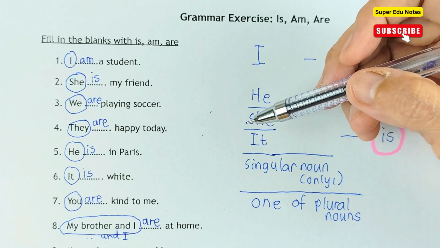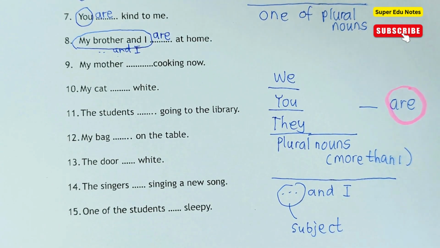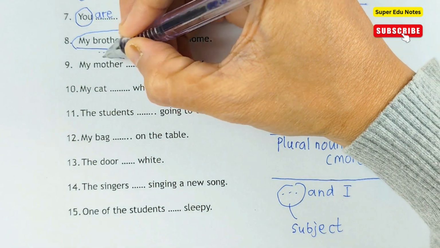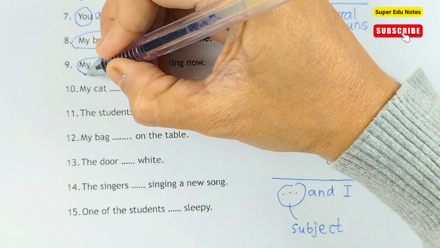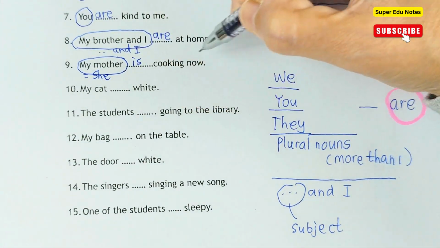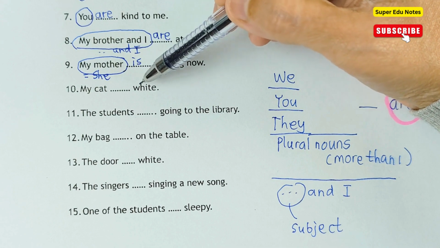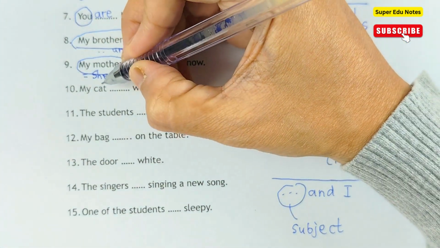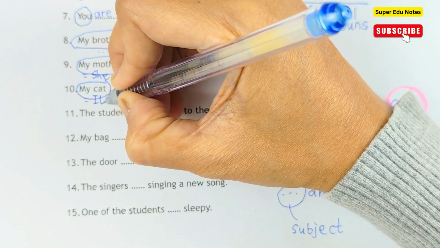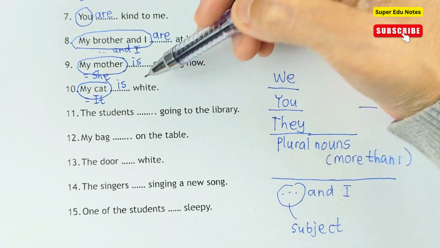Number 9. My mother blank cooking now. My mother is the subject. My mother, same with she. So she is cooking now. Number 10. My cat blank white. What is the subject? The subject is my cat. My cat, same with it. So it is white. My cat is white.